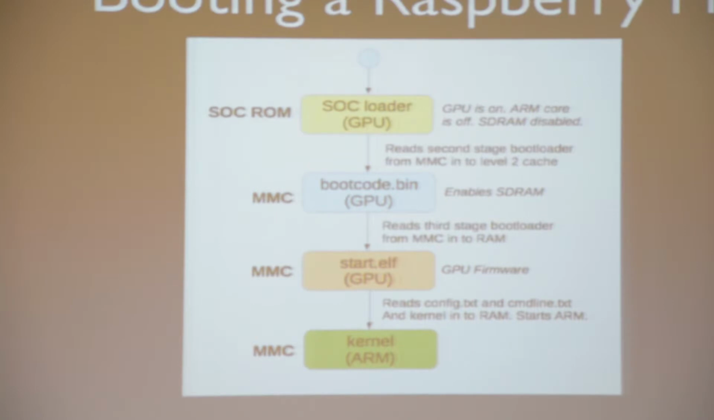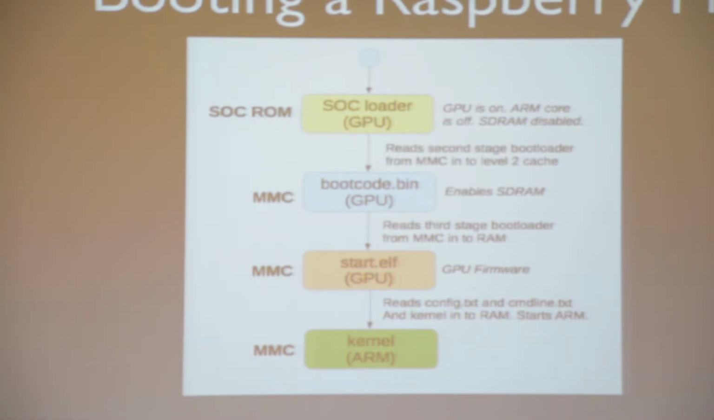Then it goes off and reads the second stage bootloader from the MMC. That's why you always need the MMC or SD card in a Pi, because that first stage bootloader always looks at it. There is nothing else it can do. It loads it and looks for a specific file with a specific name, bootcode.bin, which is the second stage GPU bootloader. Now it does a bit more configuration, and it reads start.elf, which is actually the GPU firmware.